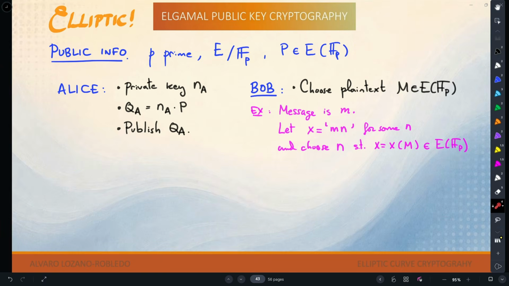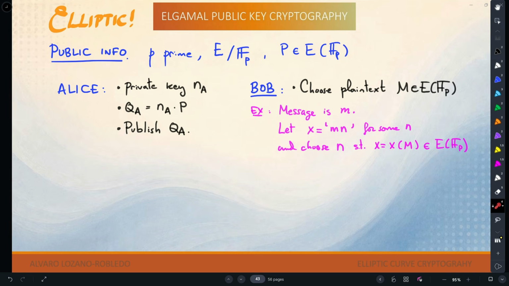You can set this up exactly the same way in elliptic curves. So you take an elliptic curve, modulo p, and then Alice sets up a private key, a private multiple of P, and publishes that elliptic curve prime and that point. Now Bob is going to choose a plaintext, so a number that is the message, but that number now has to be a point on the elliptic curve. Now this is a little bit more complicated.